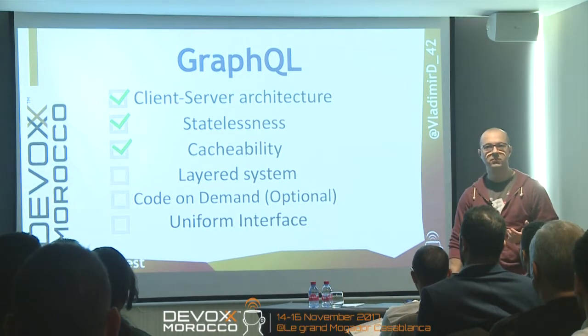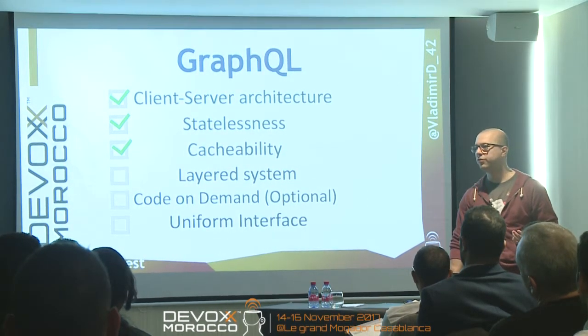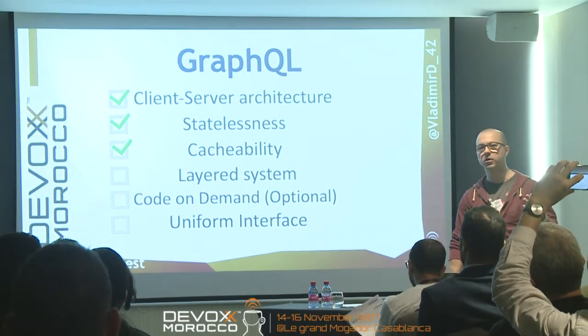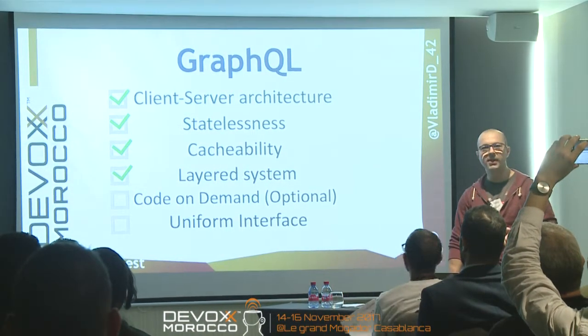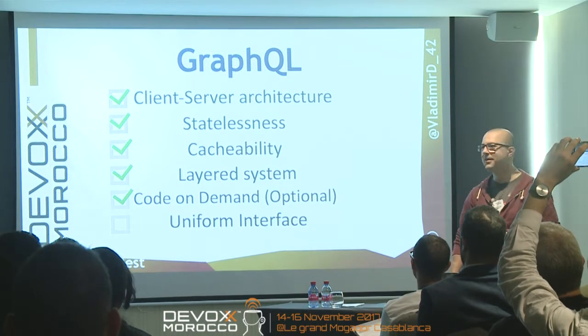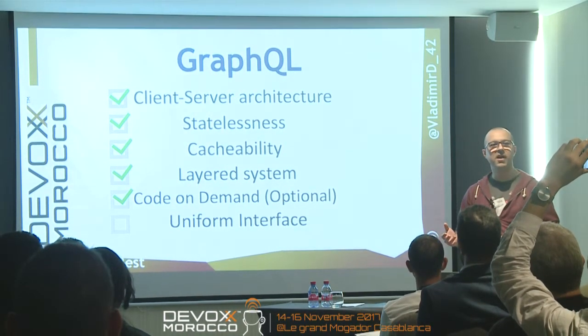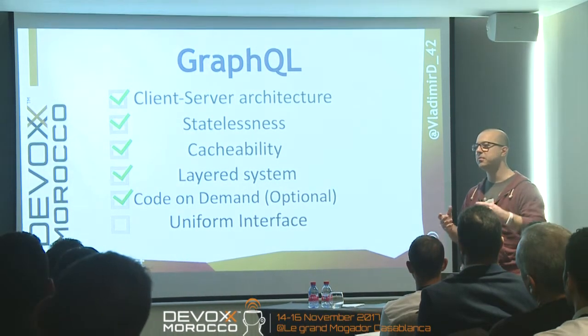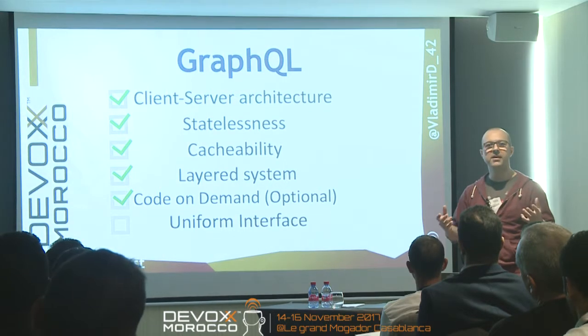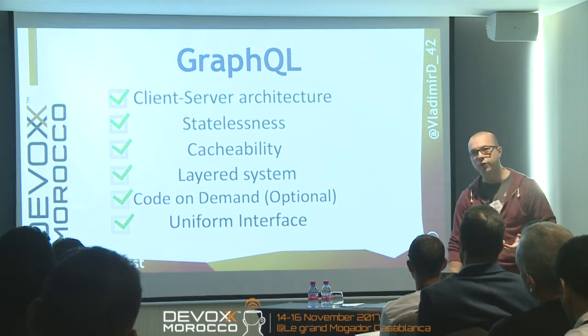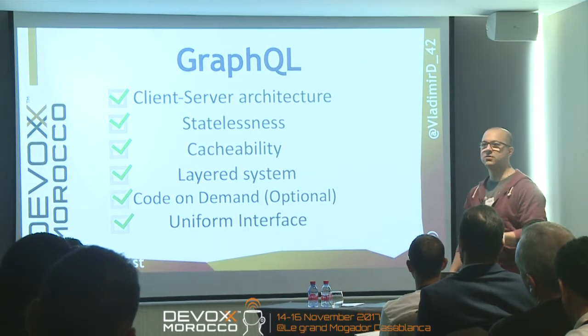Layered system? Again, yes. The client has no clue if it's talking directly to the server or going through multiple layers. Code on demand? It was optional, so we can just skip it. And uniform interface? The schema is the definition of everything. Everything starts with the schema, everything ends with the schema, and the schema allows different parts of the system to develop independently. So yes, I would say also true. So GraphQL is REST.